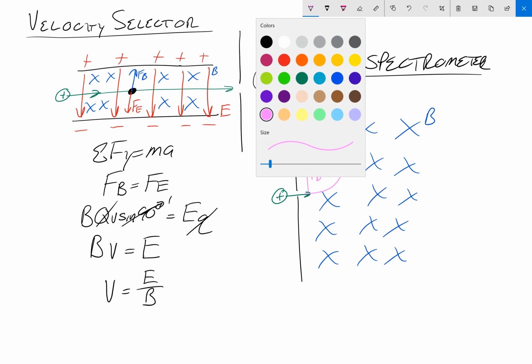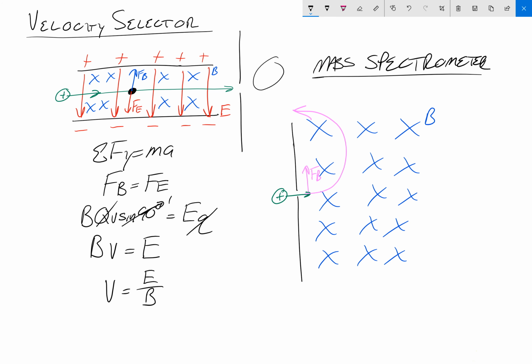Which means, guess what we can do? We could do a little sum of the forces that cause the mass to move in a circle. And we have only one force, the magnetic force, causing the mass to have a velocity in a circle of radius R. BQV equals mv over R. You can divide out an R.